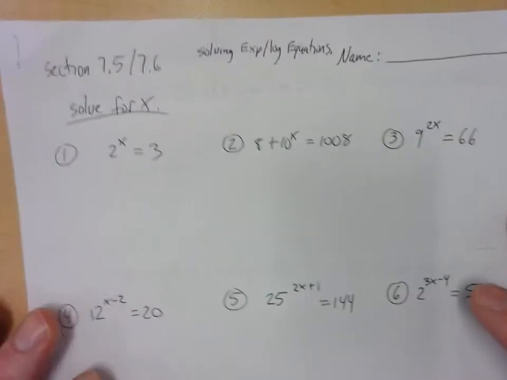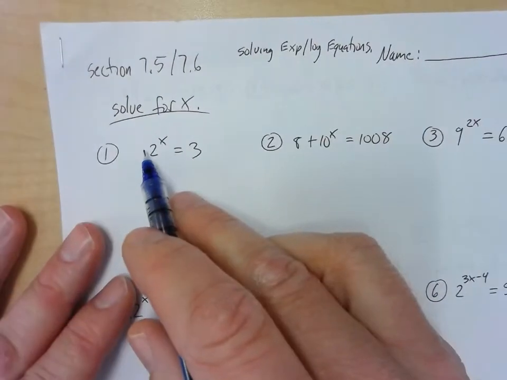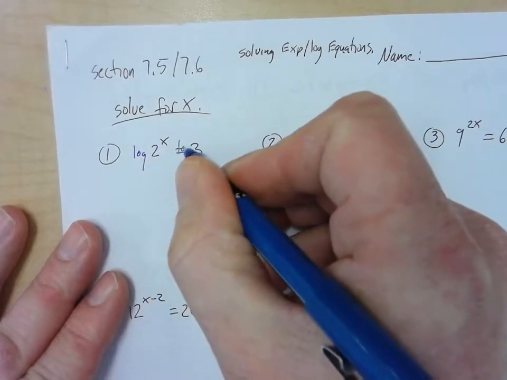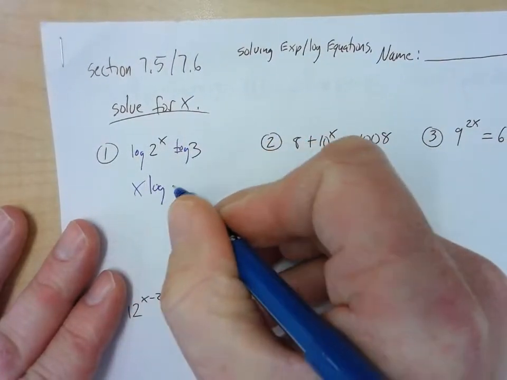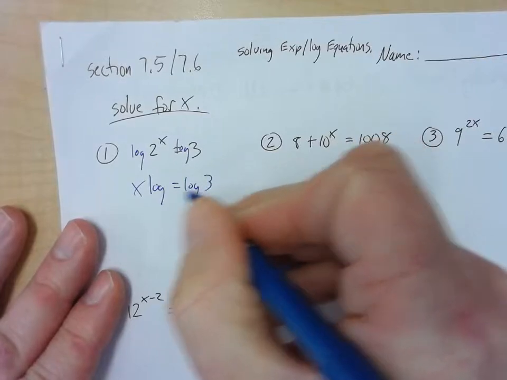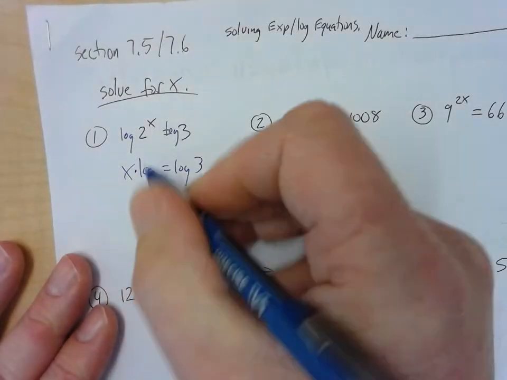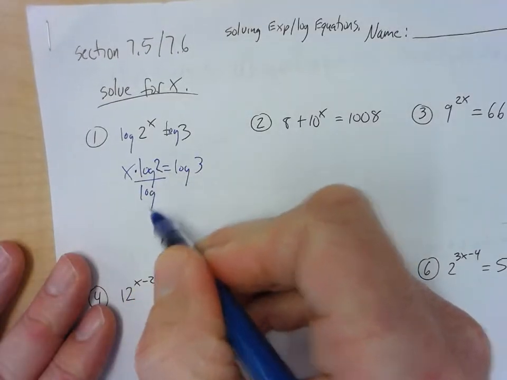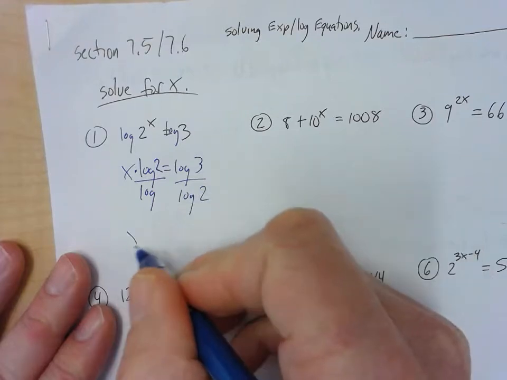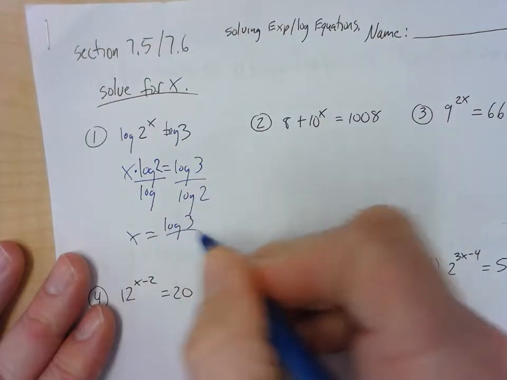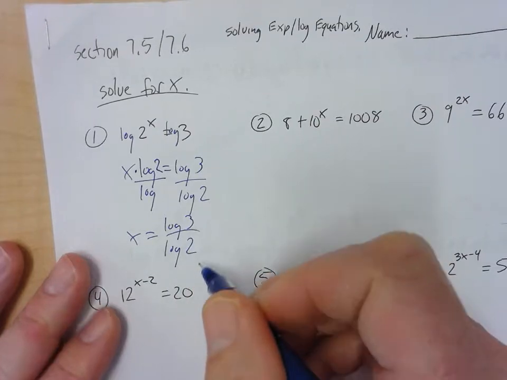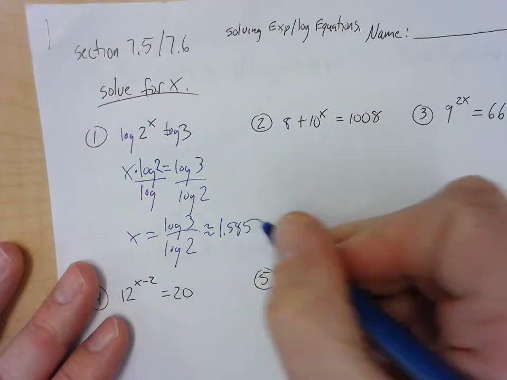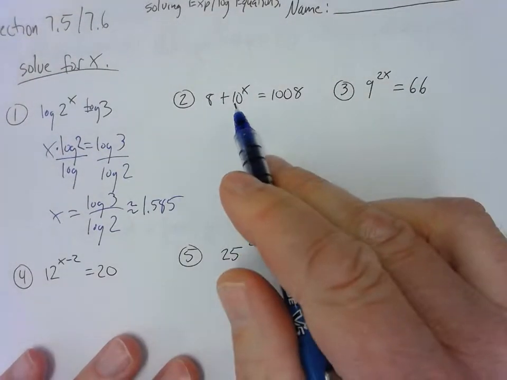So here we go. This is an exponential equation because the variable is in the exponent position. So to bring the variable down, we use log, the opposite operation. So we get x log 2 is equal to log 3. There's multiplication right there, so I'm going to divide the log 2 over. So x is equal to log 3 divided by log 2. You type this into the calculator and you get approximately 1.585.